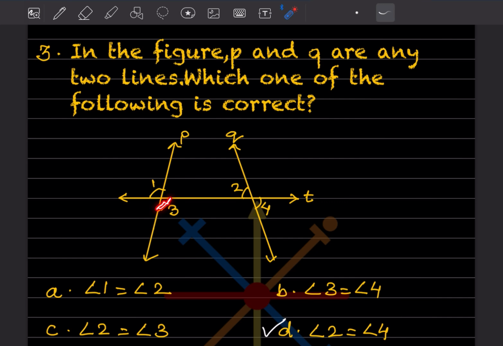Because here there is one angle and the other one is there. They said which of the following is correct. Angle 2 is equal to angle 3, that is not correct. Now here we can see this is a cross. So angle 2 is equal to angle 4 is correct because these are vertically opposite angles.